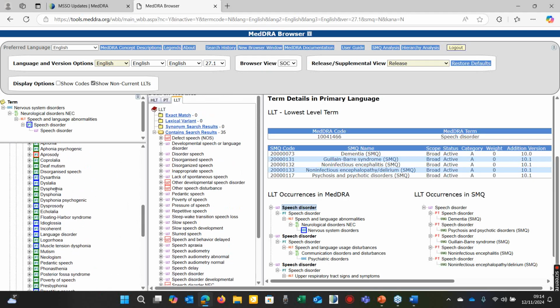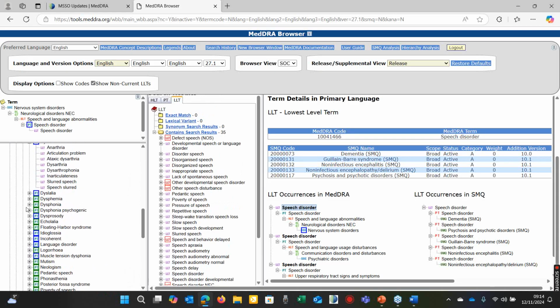We can have a look at the other, there's dysarthria there. That's the mechanical articulation problem. That would cause a slurring of the speech. And it's about, but we don't know that. As we said, we don't know that in our dyslalia, dysphemia, dysphonia.